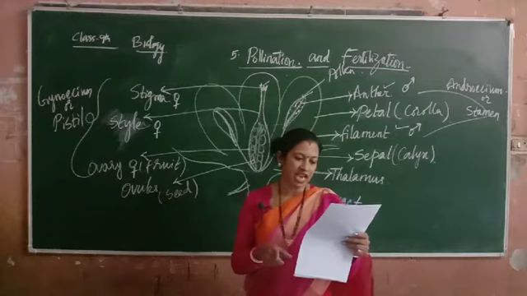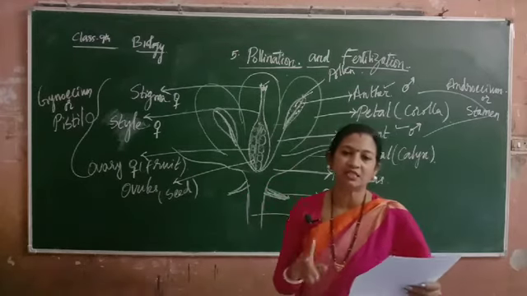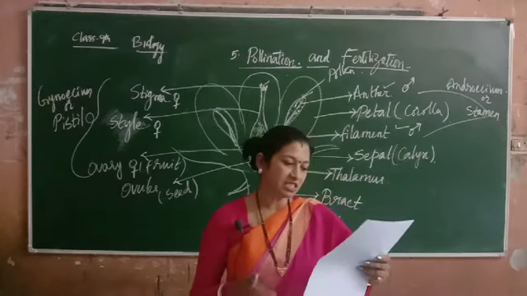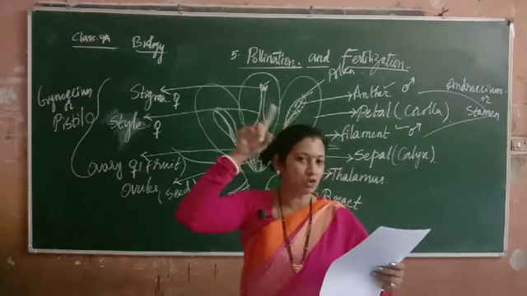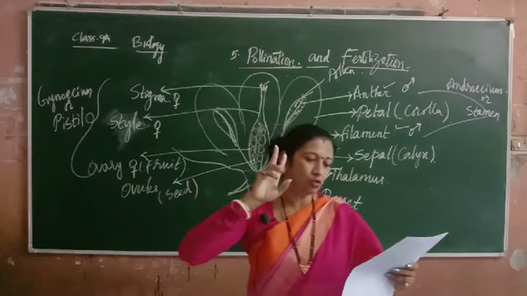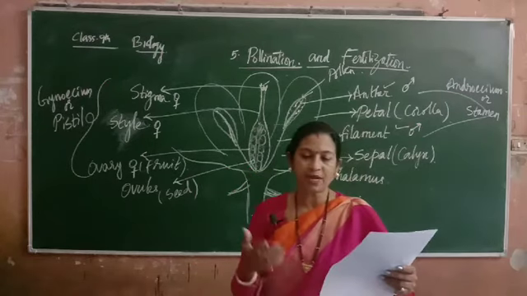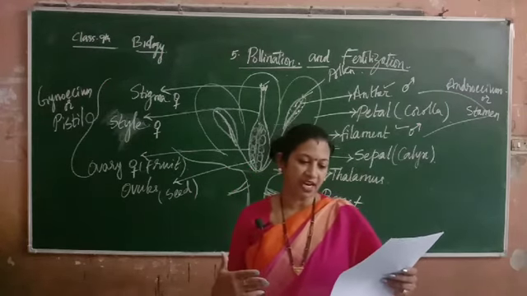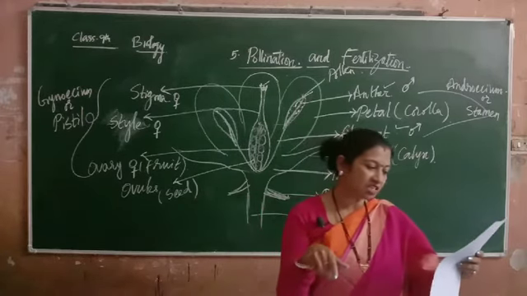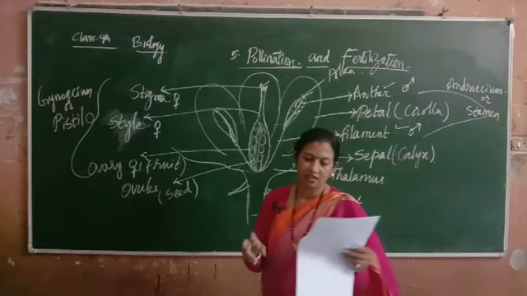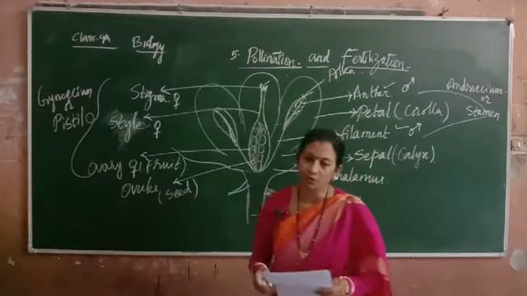Inside that embryo sac it contains 3 plus 3 plus 1 cells. Out of this, 3 cells are present at the micropylar end where there is an opening: 1 egg cell and 2 synergids. 3 cells are present on the opposite side of the micropylar end, which are called antipodal cells. 1 large central cell is present which has 2 nuclei called the polar nuclei.